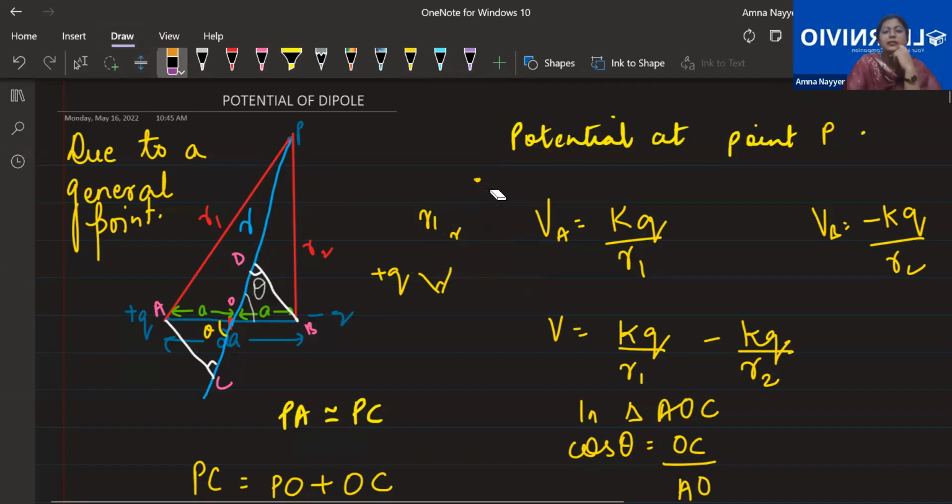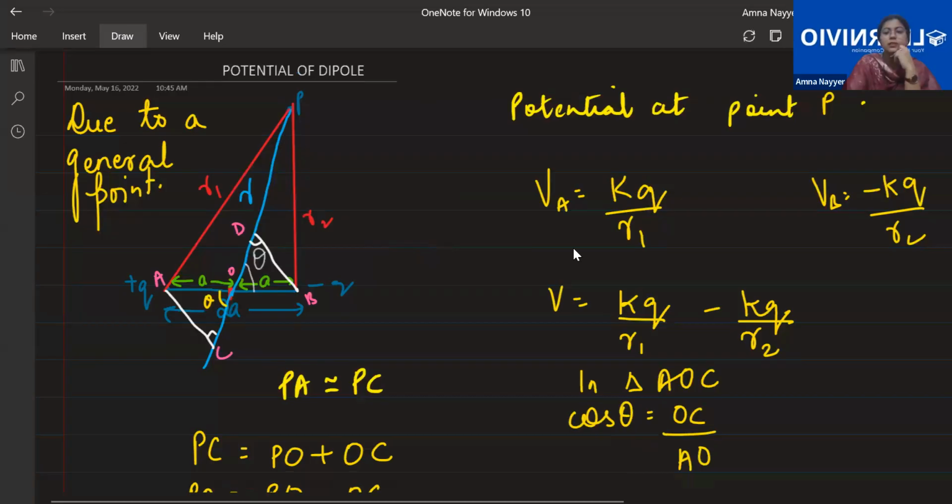Then from this triangle and this triangle, we extracted two things. The net potential at point P due to a general point was KQ by R1, and the other was minus KQ by R2. So when you take the net potential, it is KQ by R1 minus KQ by R2.